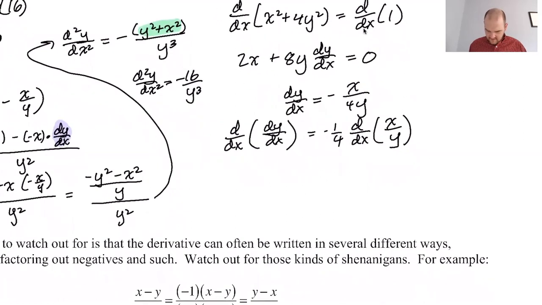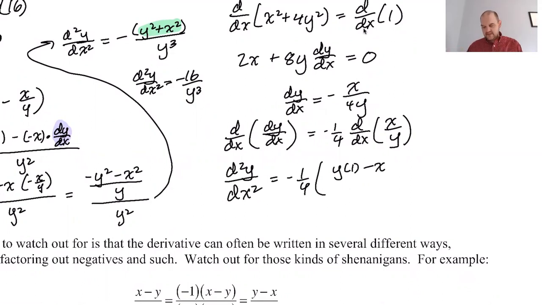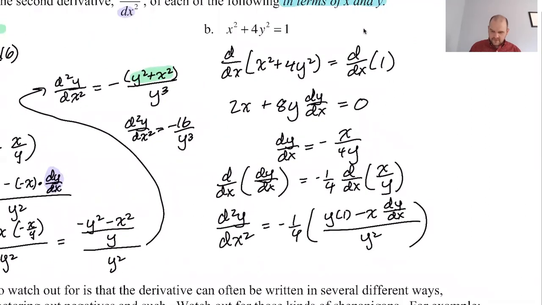So here, this is the second derivative of y with respect to x, so d squared y dx squared. Negative 1/4. There we go. Bottom times the derivative of the top, minus top times the derivative of the bottom, which is dy/dx, over the bottom squared. Okay, so now we want to do the same sort of thing. We look for our dy/dx up here, and then dy/dx here. We're going to make a substitution.